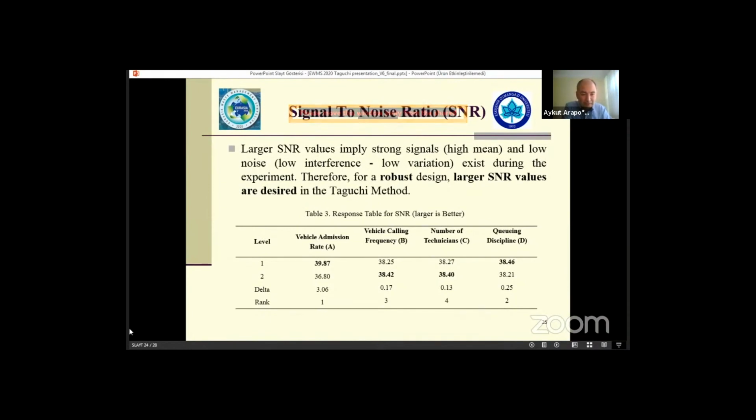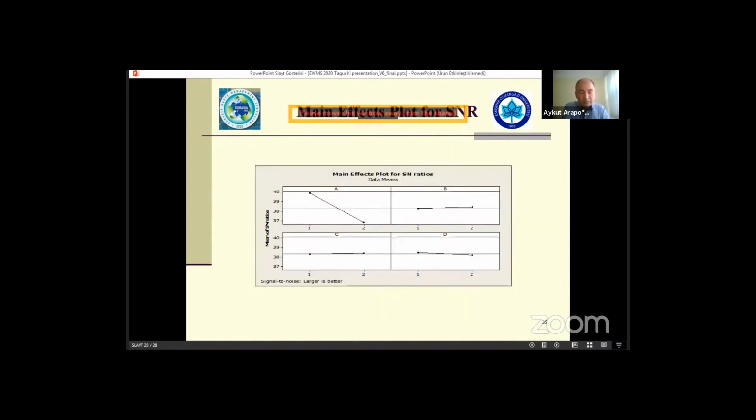In the low level, the higher the signal-to-noise ratio, the more robust the system is. From here, we see that level 1 for the first factor, level 2 for the second and third factors, and level 1 on the fourth factor are selected as the output of the Taguchi method.